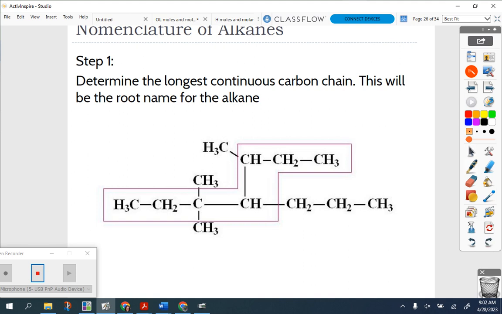There's really two possibilities. Okay, so I've got the chain that's highlighted. That's 1, 2, 3, 4, 5, 6, 7. I could also choose 1, 2, 3, 4, 5, 6, 7. Any ideas on why I would choose this version instead of the straight chain? Wiley?